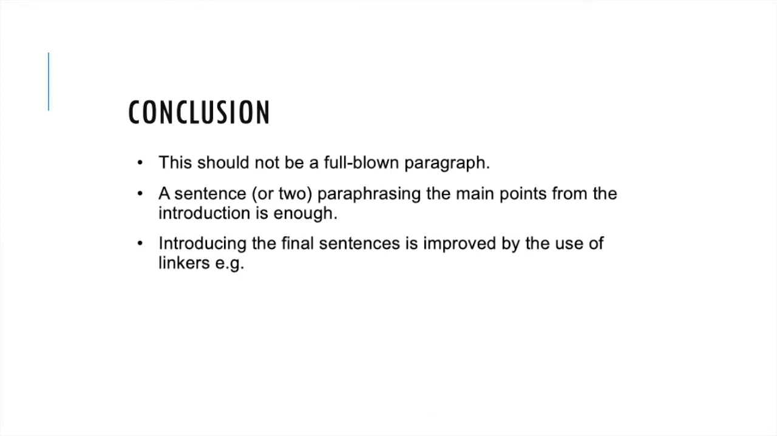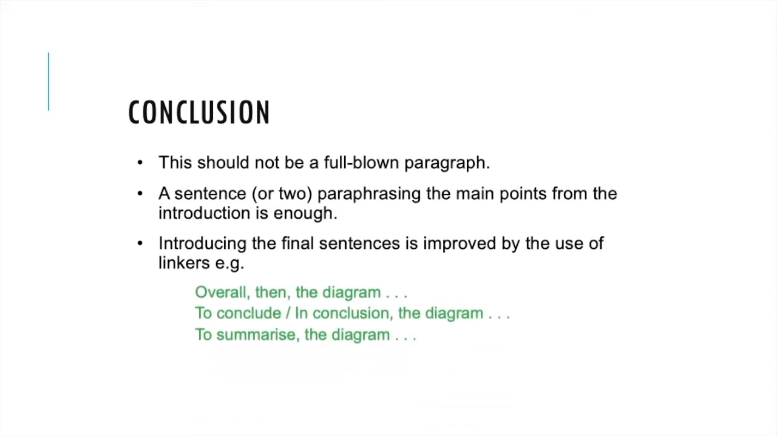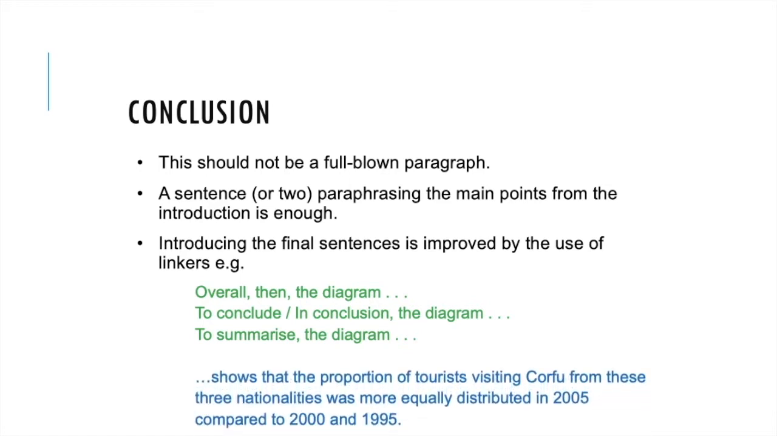And just use some of the linkers that you already know. Nothing too long, nothing too fancy to introduce the conclusion. Here are some examples of the linkers that you could use. And here is an example of a conclusion. So to summarize, the diagram shows that the proportion of tourists visiting Corfu from these three nationalities was more equally distributed in 2005 compared to 2000 and 1995. Okay, keep it simple.